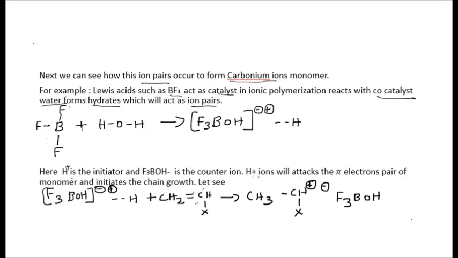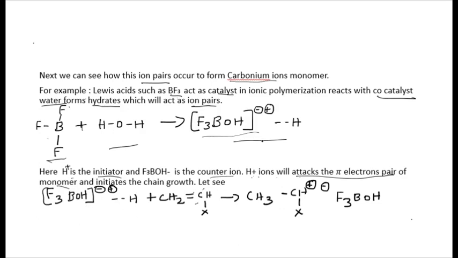Let's see how. This BF3 reacts with the water, and we get the hydrate. It contains a counter ion and the proton. And this proton H plus is the initiator and F3BOH is the counter ion. This proton H plus will attack the pi electron pair of the monomer and initiate the chain growth.